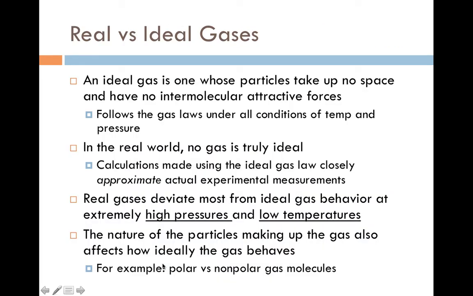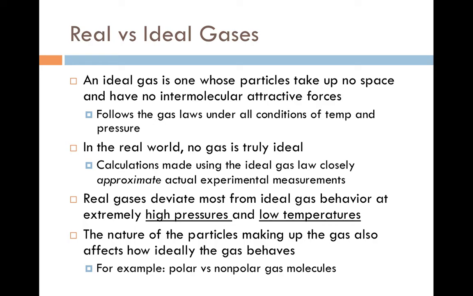One of the key concepts here is the whole idea of a real gas versus an ideal gas. Remember, the word ideal kind of means perfect. In a perfect world, this is what it should be. An ideal gas is one whose particles take up no space and have no intermolecular attractive forces. Basically, they don't affect each other at all. All the gas particles act independently and have no effect on the other particles' behavior. Again, this is an ideal condition. It probably doesn't happen in the real world, but ideally, this is how gases behave.